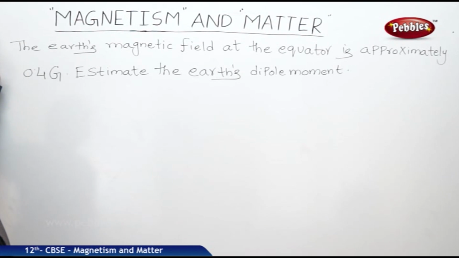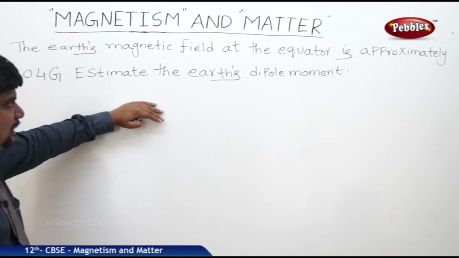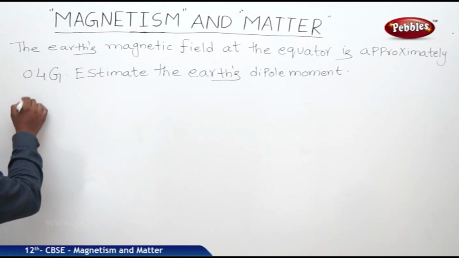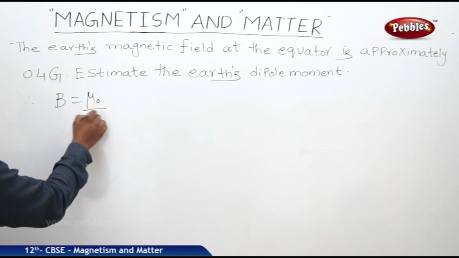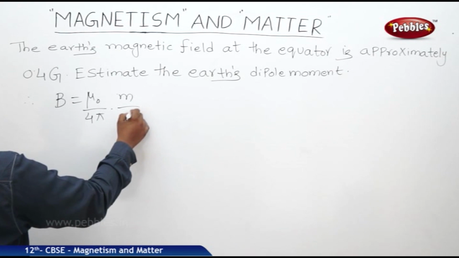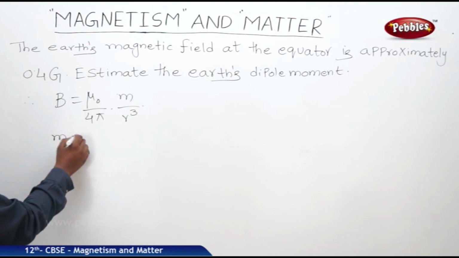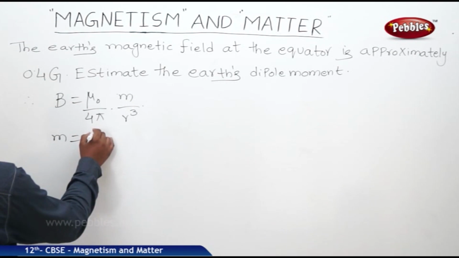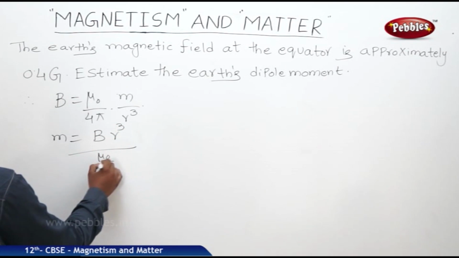So this is the problem based on the Earth's magnetic field. The Earth's magnetic field at the equator is approximately 0.4 G, meaning 0.4 into 10 to the power of minus 4 Tesla. Estimate the Earth's dipole moment. So the formula is B is equal to mu naught by 4 pi into m by r cube. So we should find out m, the Earth's dipole moment. So m is equal to B r cube by mu naught by 4 pi.